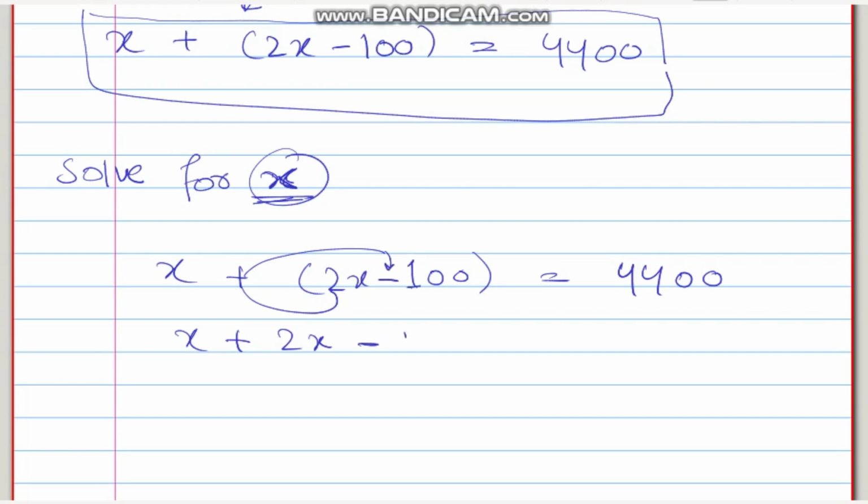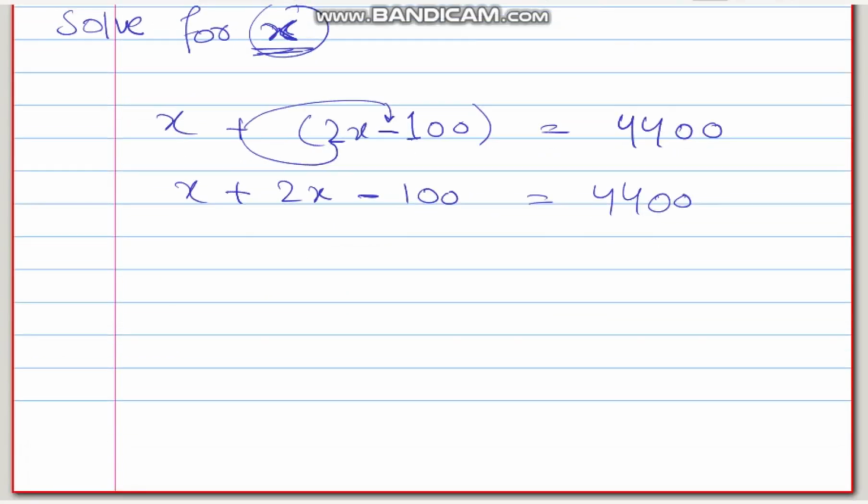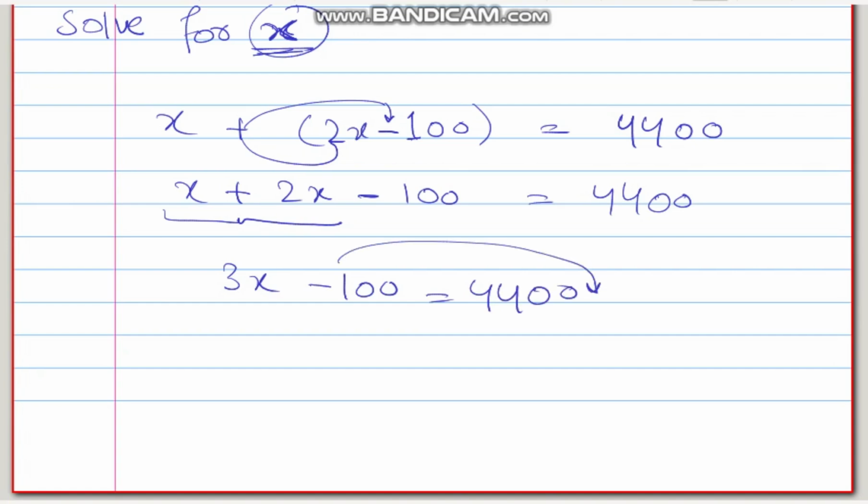So again write the 100 and 4,400 here. Now just add the coefficients of the same variable, please. I will get 3x minus 100 is equal to 4,400. I will now just shift the 100 here, and it will become the plus sign. 3x is equal to 4,400 plus 100, and it will become 3x is equal to 4,500, and we will again divide by 3 on both sides.